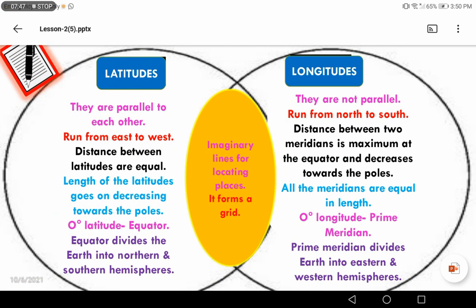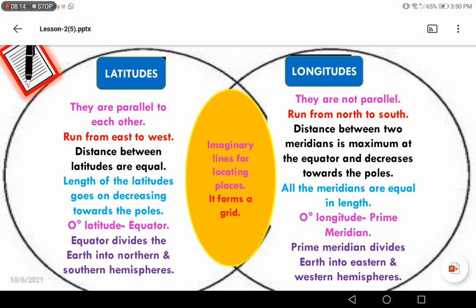Now let's do the Venn diagram. Latitudes, they are parallel to each other. Longitudes, they are not parallel. Latitudes run from east to west. Longitude runs from north to south. Latitudes, distance between latitudes are equal. Longitudinal distance between two meridians is maximum at the equator and decreases towards the poles.